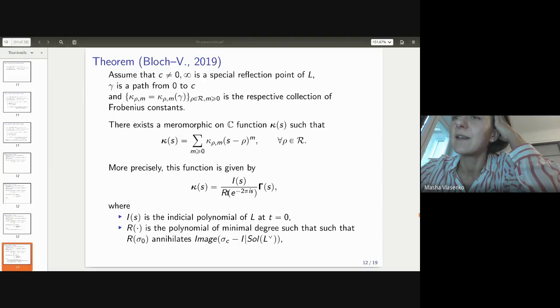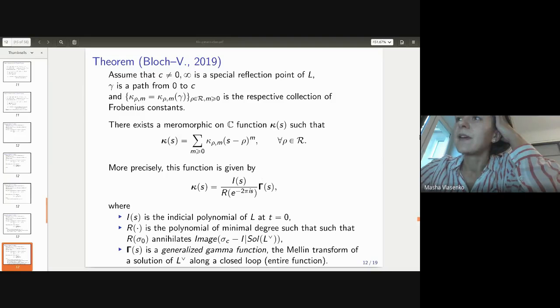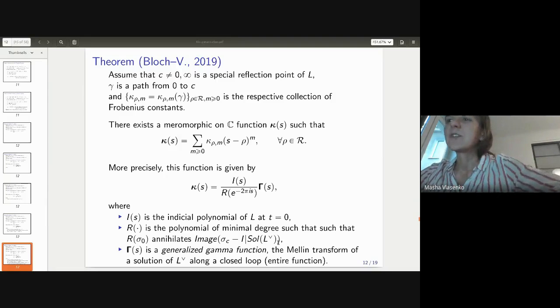This is again a polynomial. And this here is a generalized gamma function. It's a Weiss generalization of the gamma function. It's a Mellin transform of a solution of the adjoint differential operator along some path, a closed loop. And this definition will make it an entire function. It has no poles. So our formula gives us control of poles of this function, the generating function of Frobenius constants. Let me show you a few examples of particular cases of this formula.